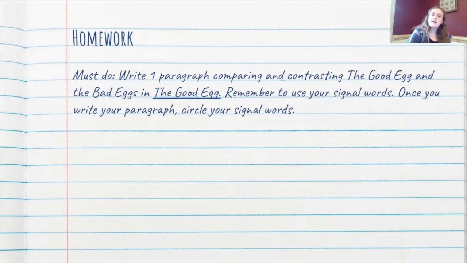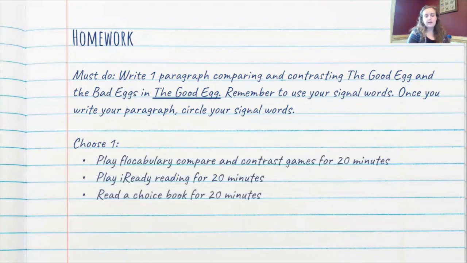Once you write your paragraph comparing the bad eggs and the good egg, you are going to go through and circle your signal words, okay? Then, once you do that, you have three other options. You can play vocabulary. There's a compare and contrast vocabulary game you can play for 20 minutes. You log on through Clever for that. You can play iReady for 20 minutes, the reading one, or you can read a choice book for 20 minutes, okay? So that is all you have to do tonight.